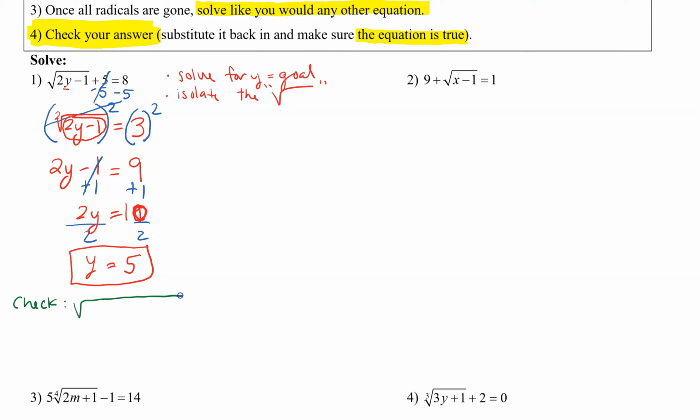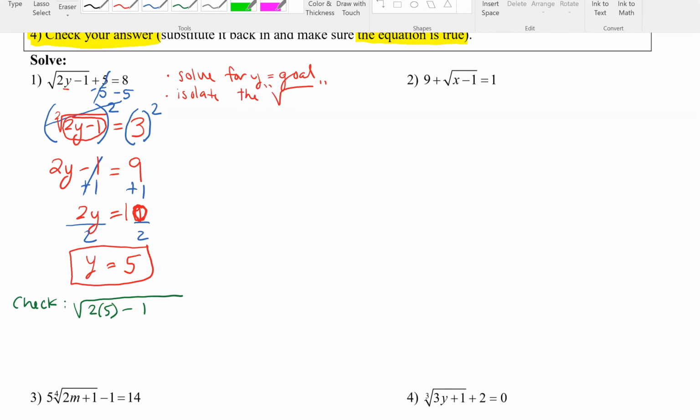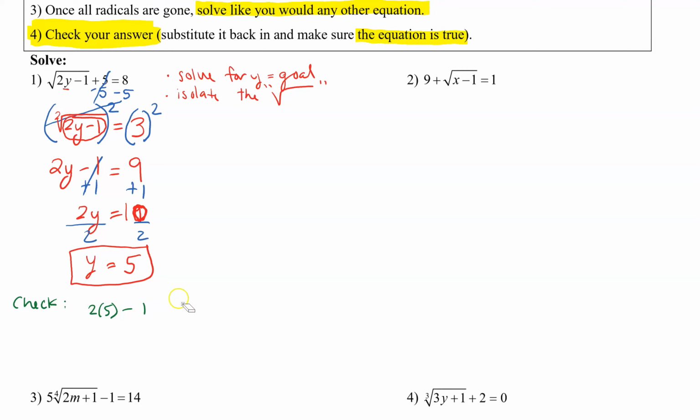So what I will do is plug in 5 for y in that equation to see if it makes it true. Under the radical was 2 times the y value minus 1. So now it's 2 times 5 minus 1. Outside of the square root, I added 5, and then all of that was equal to 8.